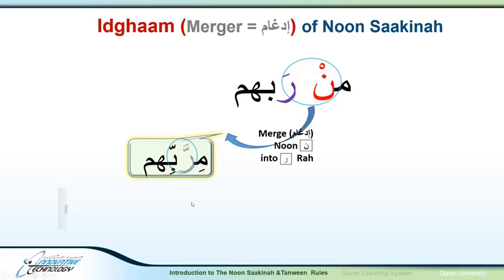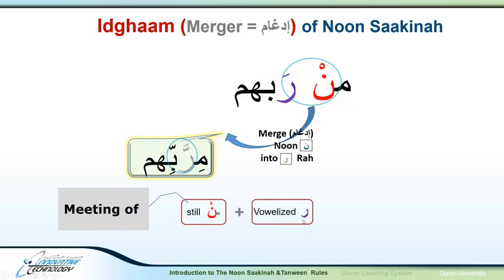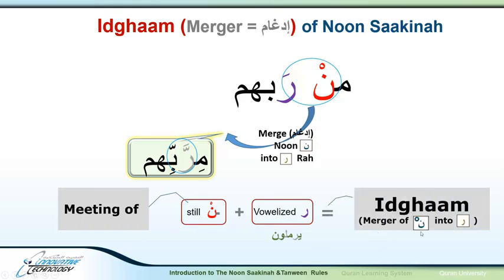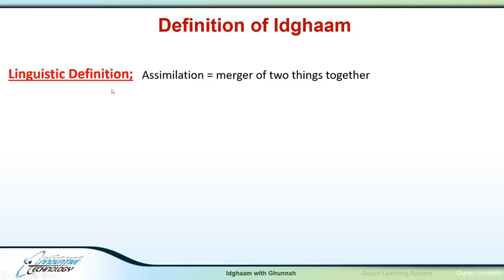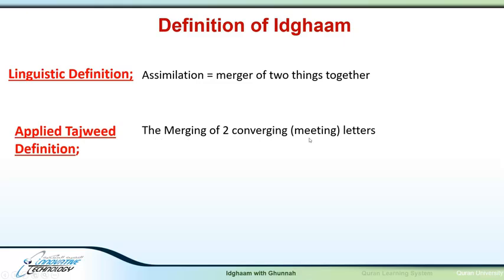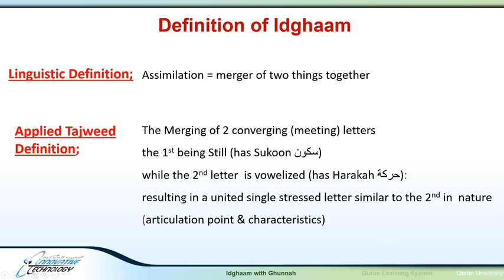Mir rabbihim. So, meeting of a still Nun with a vowelized Ra, or any of those letters, would result in Idghaam, merger of the Nun into the following letter, which is Ra in this case. And with that example in mind, we can now understand the definition of Idghaam. Linguistically, Idghaam means assimilation, or a merger of two things together. While in Tajweed, the applied definition means the merging of two meeting letters, the first being still, has sukun, and the second is vowelized, has haraka, resulting in a single united stressed letter similar to the second in nature, in terms of its articulation and characteristics.